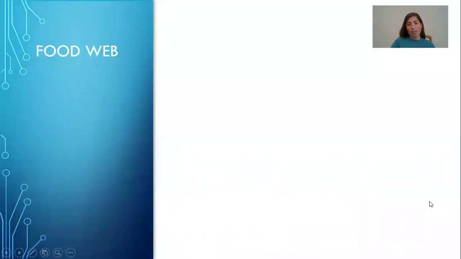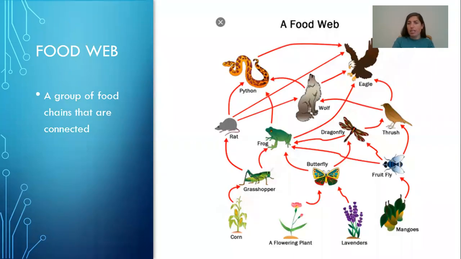So the last thing we're going to look at is a food web. And remember, they talked about this in the BrainPOP. This should be review for us. So a food web is a group of food chains that are connected. They kind of look like a mess. So here's an example of a food web. If you noticed, food chains go one way. Okay, it's connected one to another. This food web is made up of a bunch of food chains.